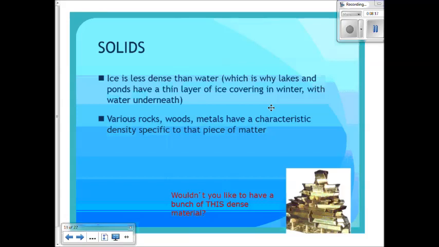Various rocks, woods, and metals all have their own specific density. So it's very characteristic of the particular substance. For instance, over here, does everybody know what this substance is? Gold. Gold is one of the densest substances out there. Wouldn't you like to have a bunch of that? Sure, we'd all like to have a bunch of gold.